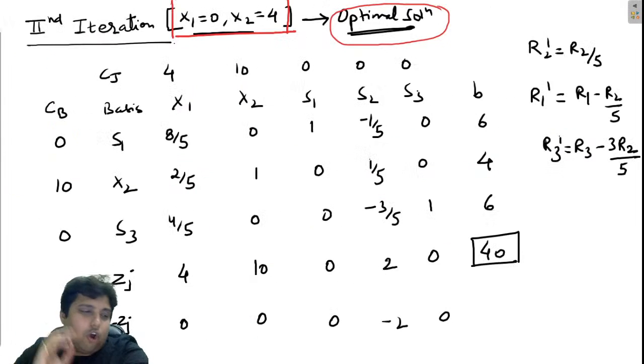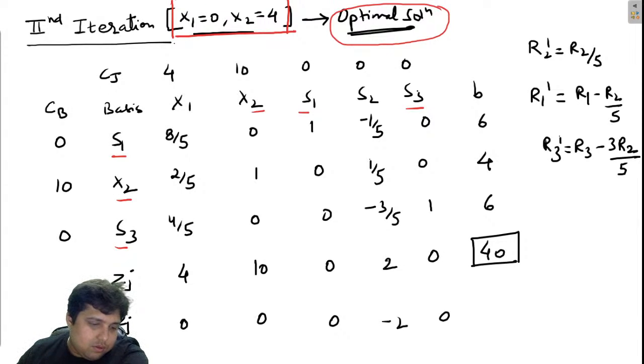Basically, in this optimal table, if you will see, then you will find that corresponding to S1, X2, S3, no worries, Ashwin, no worry at all. You can check for S1, X2 and S3 that the values under the Cj minus Zj is 0.